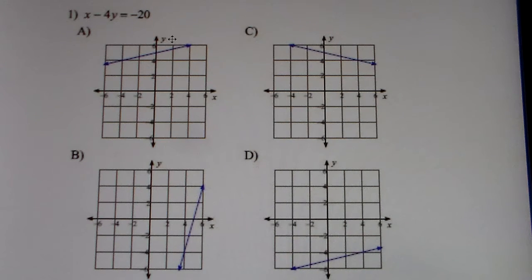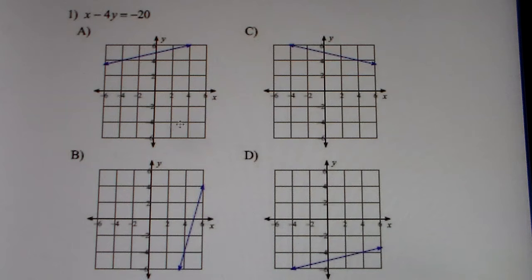Now our goal is to find the x-intercept and the y-intercept, where the line crosses the x-axis and the y-axis. And how we go about doing it is that we're going to plug in 0 for the opposite variable that we're trying to solve for. So when we're solving here for x, we're going to put a 0 in for y. So x minus 4 times 0 equals negative 20. Now negative 4 times 0 gets you 0. So x is going to equal negative 20.